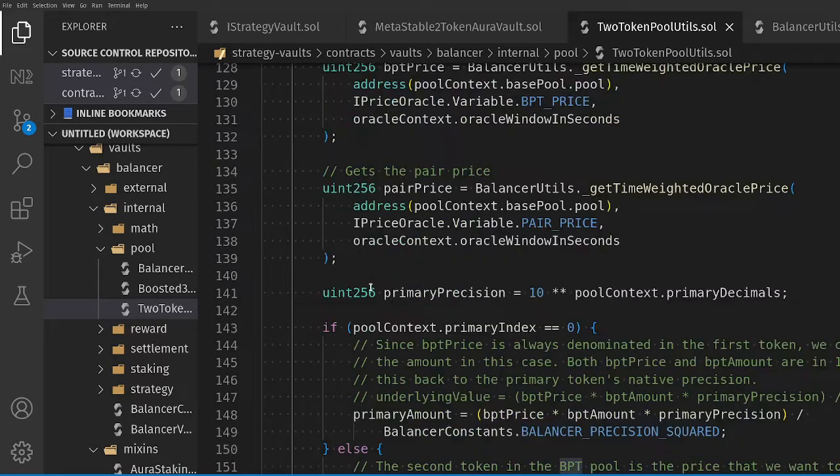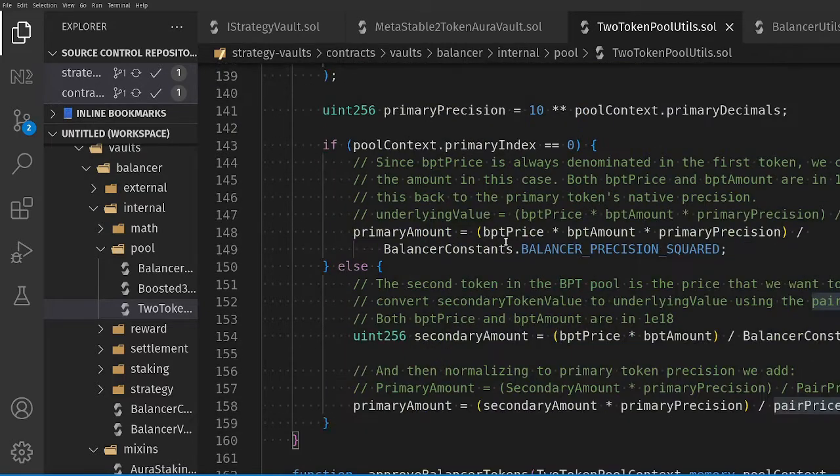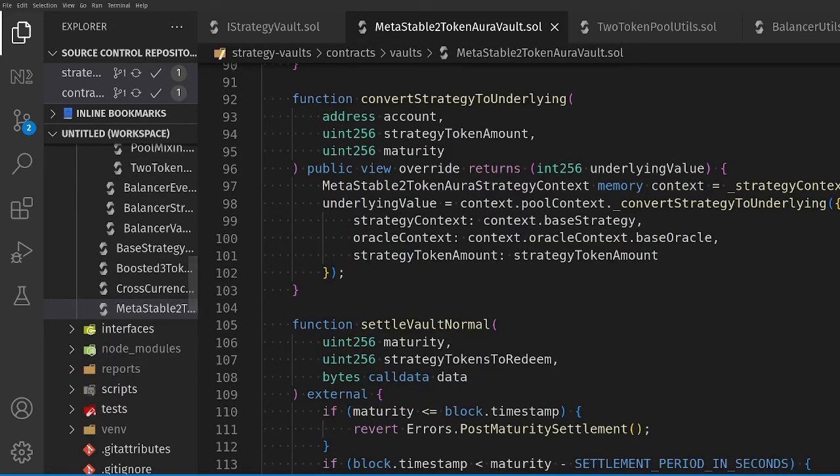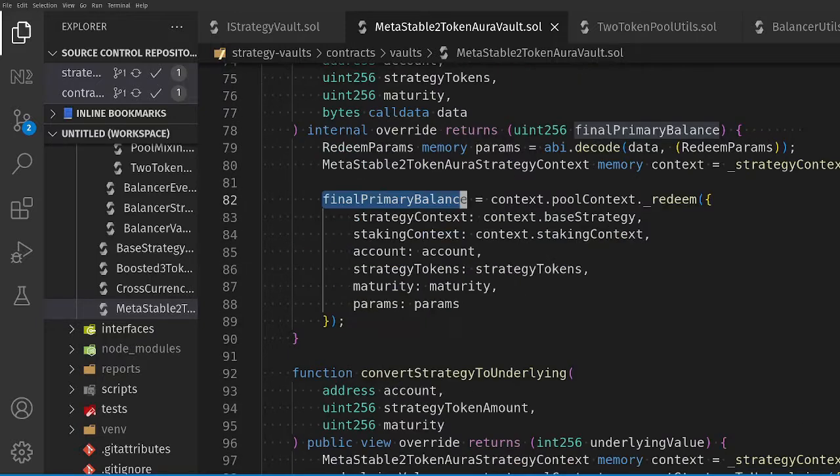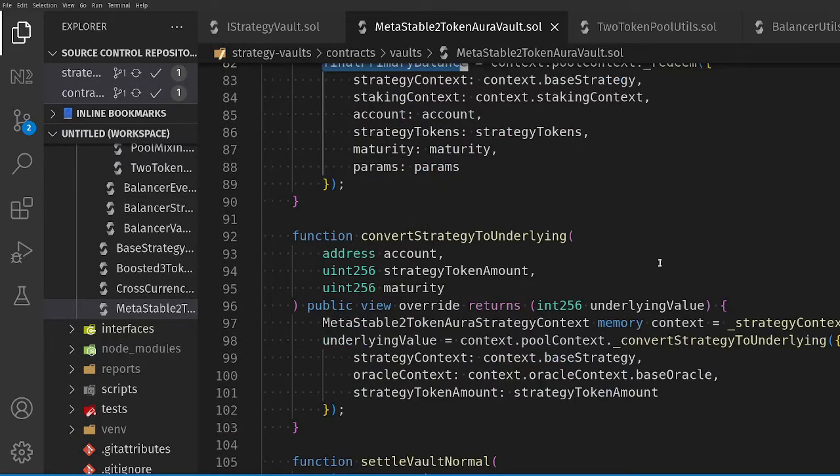What we'll do is we will convert that to the primary amount. So we'll scale it up given how many BPT claims we have and return the amount in ETH in our case here. So that covers deposit and redeeming and valuation.